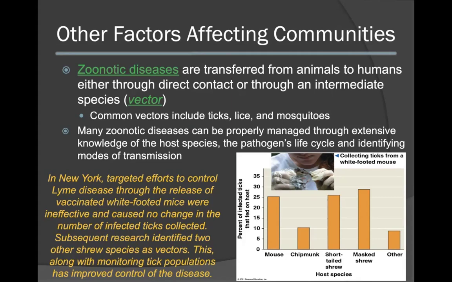However, this strategy was ineffective and didn't cause any change in the number of infected ticks that were collected during surveys. Subsequent research then identified 2 additional shrew species as vectors. This knowledge, along with proper monitoring of tick populations, has greatly improved the efforts to control the disease.